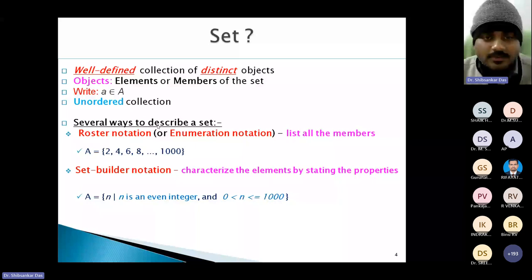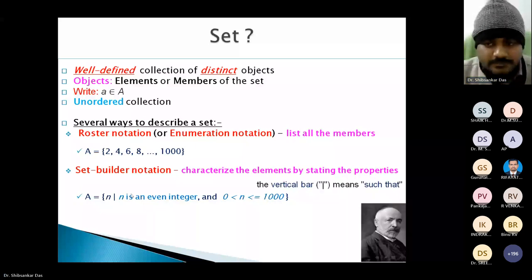Roster notation, for example, is like this: the collection of all even numbers that lie between 1 and 1000. These are the even numbers; in roster notation, you have to list all of them down. Another is set builder notation, which characterizes the elements by stating some of their properties. So one can express the set in this form also.